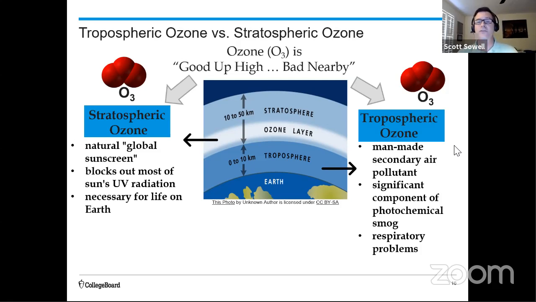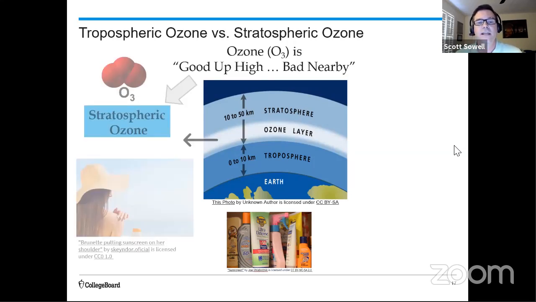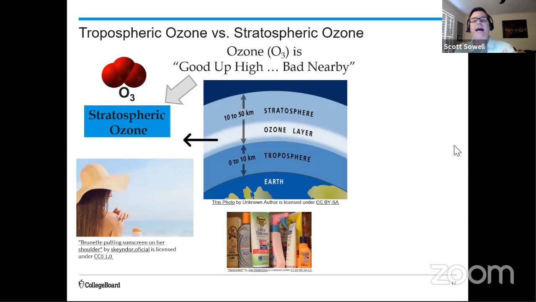So without the ozone layer protecting us, all life would be exposed to more UV radiation, and that would cause irreparable damage. Just as an analogy, think about this as sunscreen. If you put sunscreen up high, on the outside of your body, it's a good thing. So stratospheric ozone and sunscreen are really good up high on the outside.